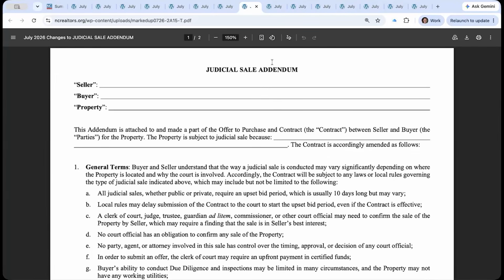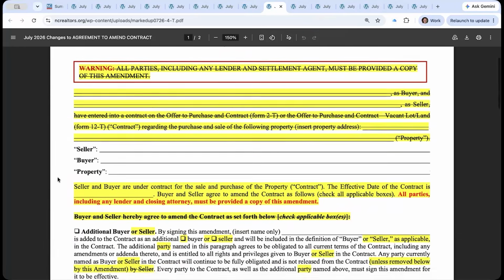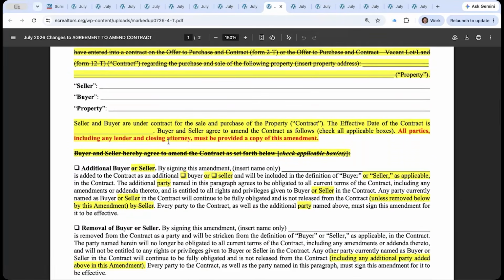So next, if you're doing a transaction in the court context, make sure you're attaching this addendum to the contract to help it work with the court process. Next up, we got Form 4-T, the agreement to amend the contract. And you got some changes in here. You got the warning box eliminated, but it's just moved down here.